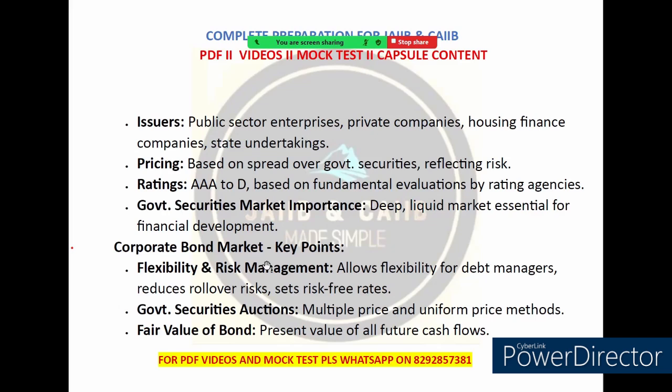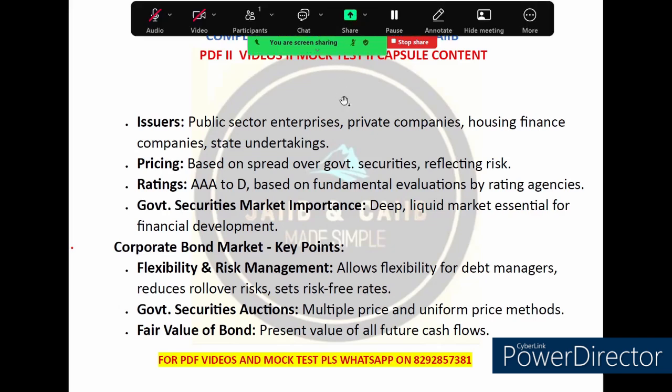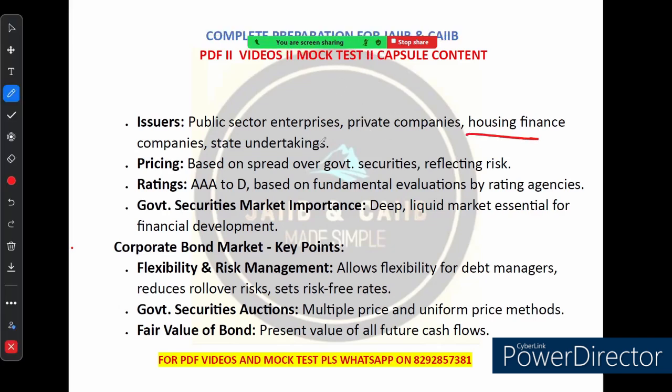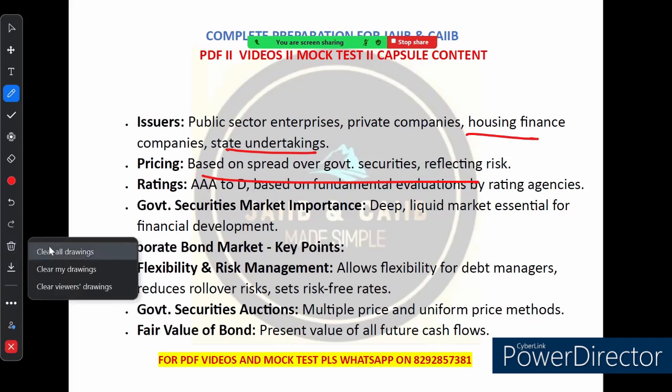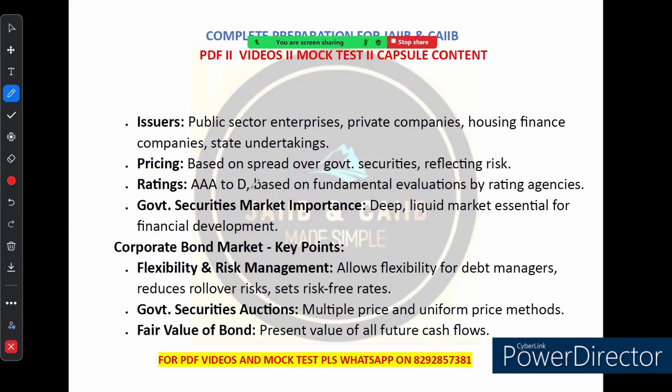The main issuers in the corporate bond market are public sector enterprises, private companies, and housing finance companies, state undertakings. The pricing of these bonds is usually based on a spread over government security, reflecting the risk involved. Now, bond ratings help investors assess the safety of a bond, with AAA being the highest rating and D being the default rating. Anything rated BBB or higher is considered investment grade.